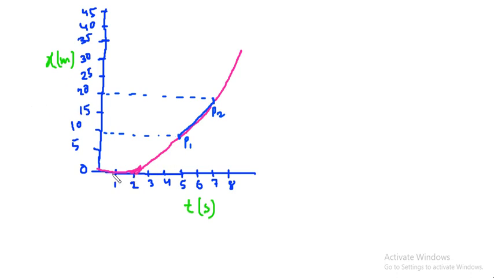Now this is the pink one. This is the actual position time graph of a particle, and we are considering these 2 points, P1 and P2. That means from time 5 second to 7 second. This is what we are considering.